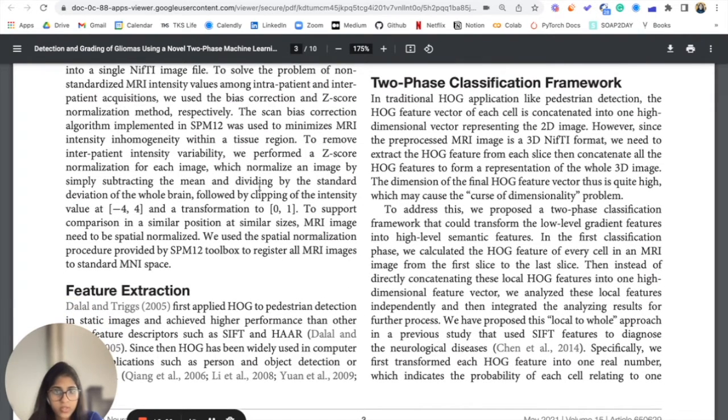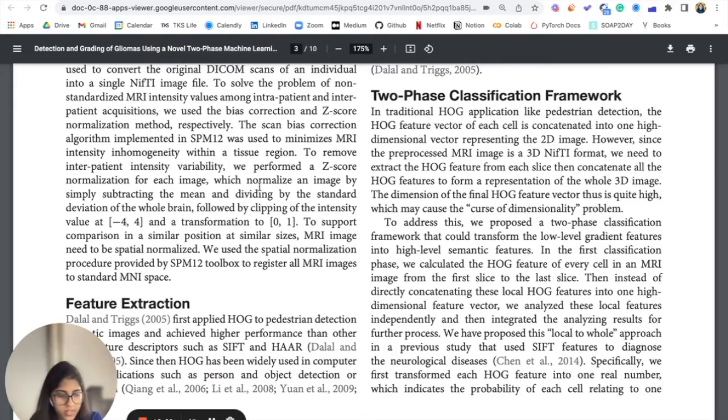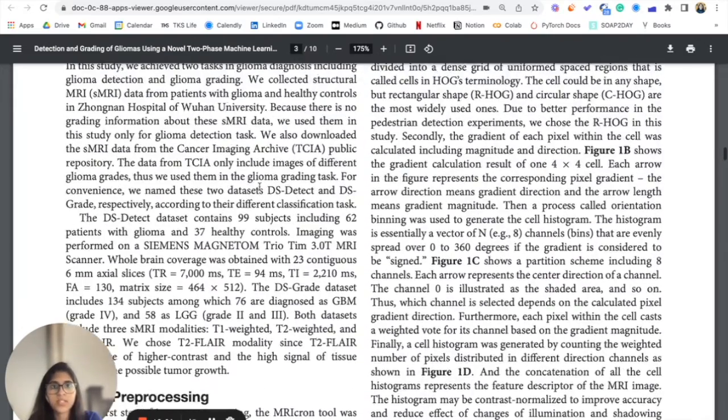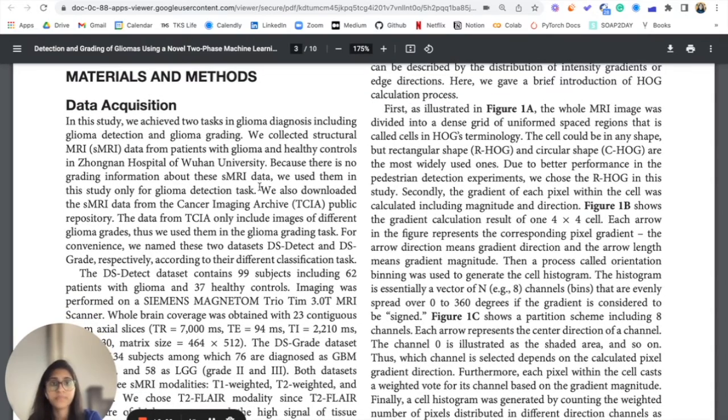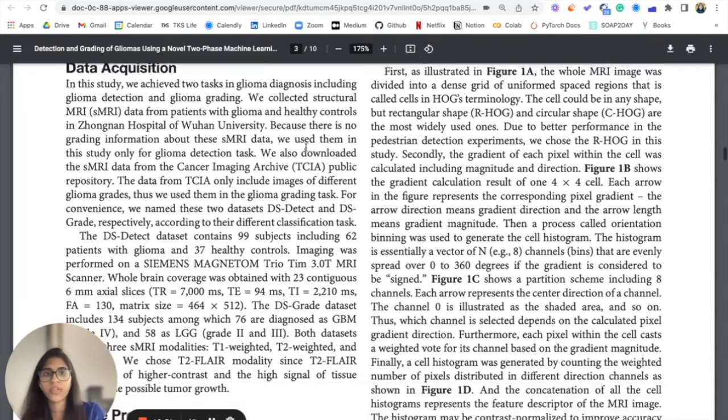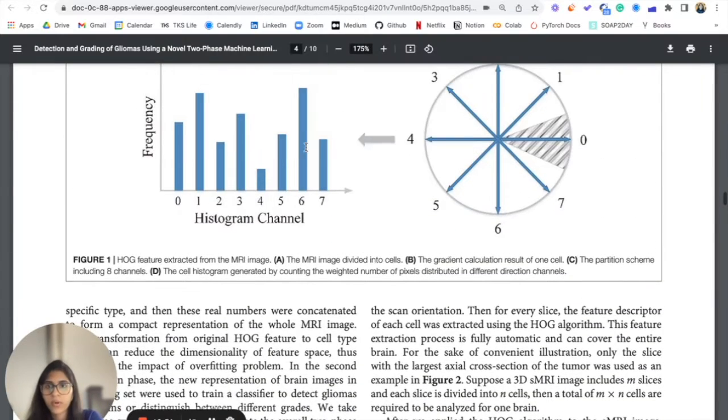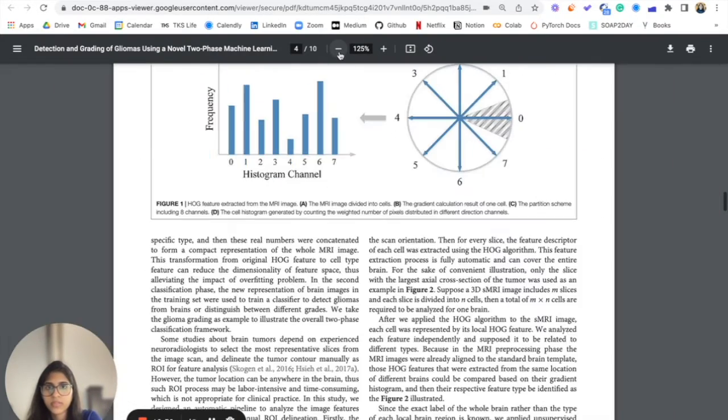Feature extraction. So yes, they talk about feature extraction here. And this is essentially how the HOG, the histogram of oriented gradients, works. I'll show you the figures here because that's what it's referring to. Figure 1.A. There we go.